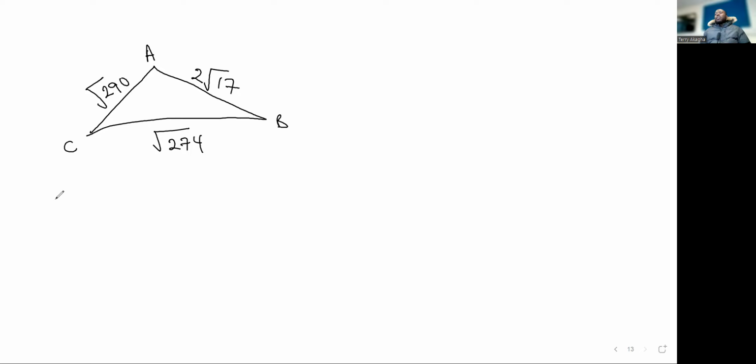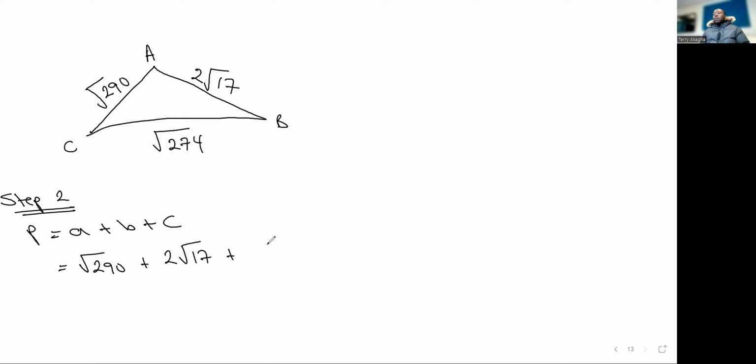All right. So step 2 now, we can find the perimeter. The perimeter is equal to AB plus BC plus AC. And that will give us square root of 290 plus 2 root 17 plus root 274. And step 3, and that will be the answer for that. You can simplify this further.